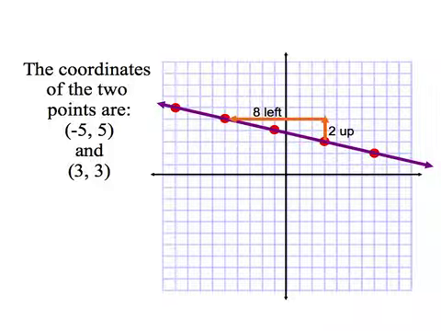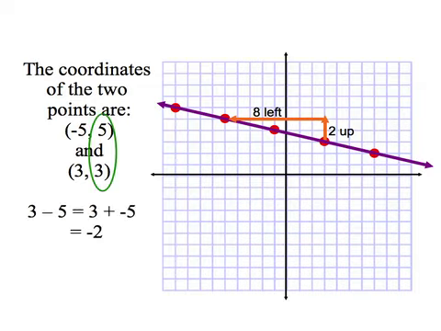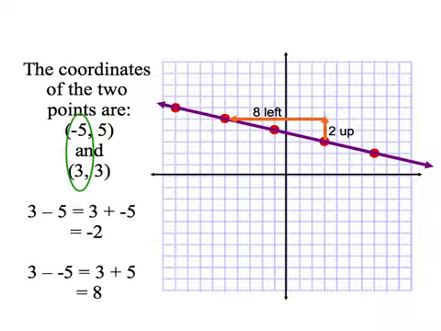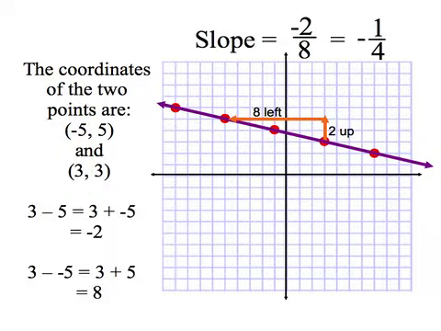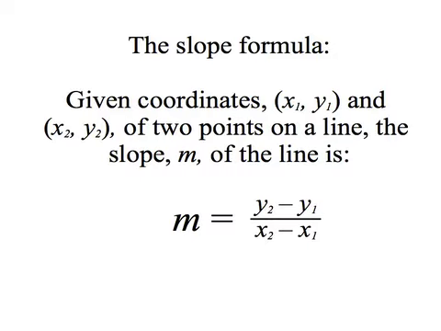We pick 2 different points, going from the point on the right to the point on the left, 2 up and 8 to the left. Now we find the difference. The vertical difference then is 3 take away 5, which is -2, and the horizontal difference is 3 take away -5, which is 8. We make it a fraction, -2/8, put it in lowest terms, and again, we get -1/4.